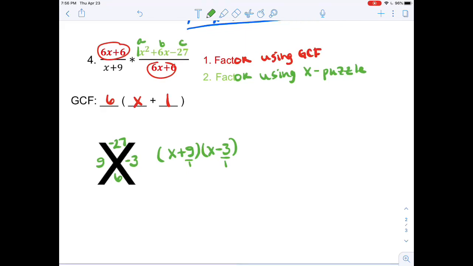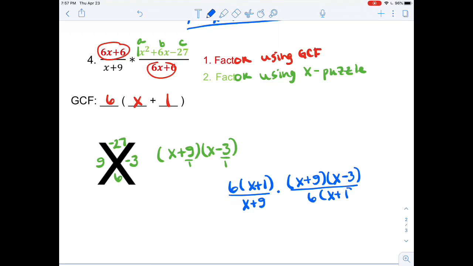So we will go ahead and write our factored form as 6 times x plus 1 divided by x plus 9. And then on the top of the next one, we have x plus 9 and x minus 3. And finally, another 6 times x plus 1. So whether we had factored this 6 and this x plus 1 or just crossed it out to begin with, it's not really going to matter.